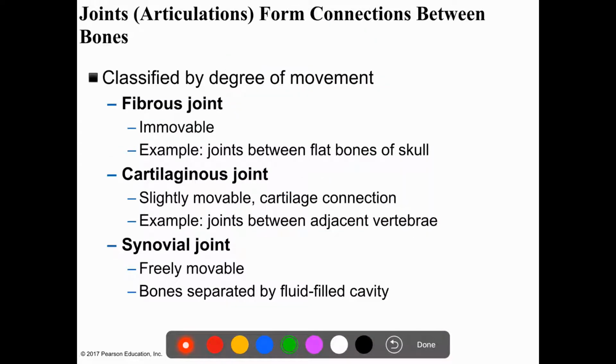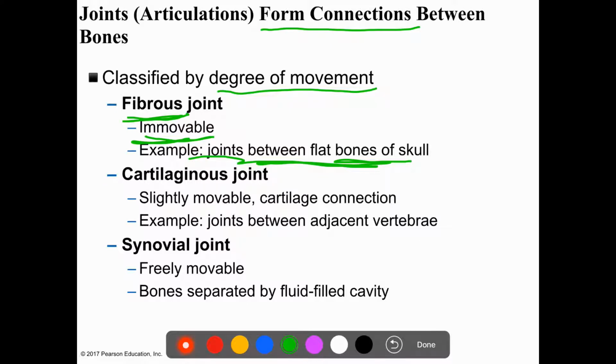Now, for the joints, as we understand, they form the connection between bones, and we classify them by their degree of movement. In this case, we have something called fibrous joints. These are immovable joints, like the joints between flat bones of the skull. The skull is made out of several bones, and what joins them is a kind of fibrous connective tissue. So this is the fibrous joint.